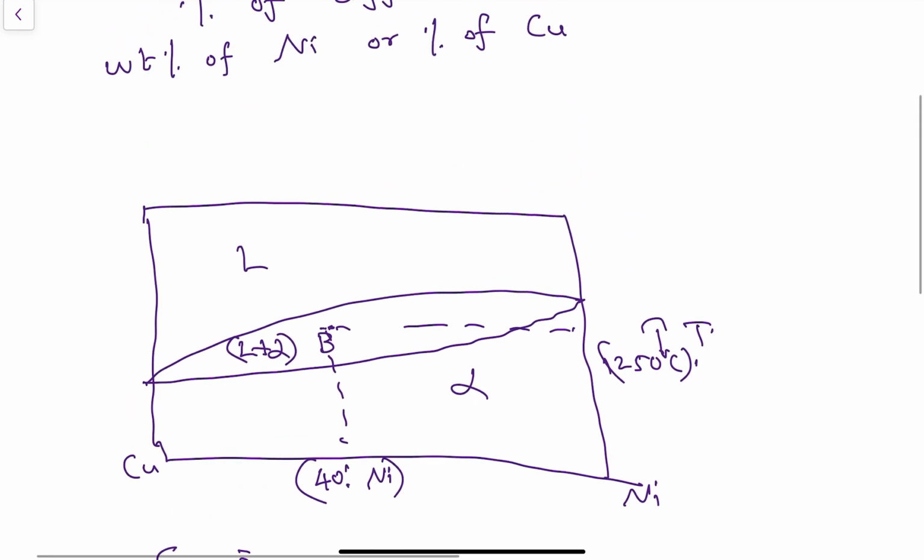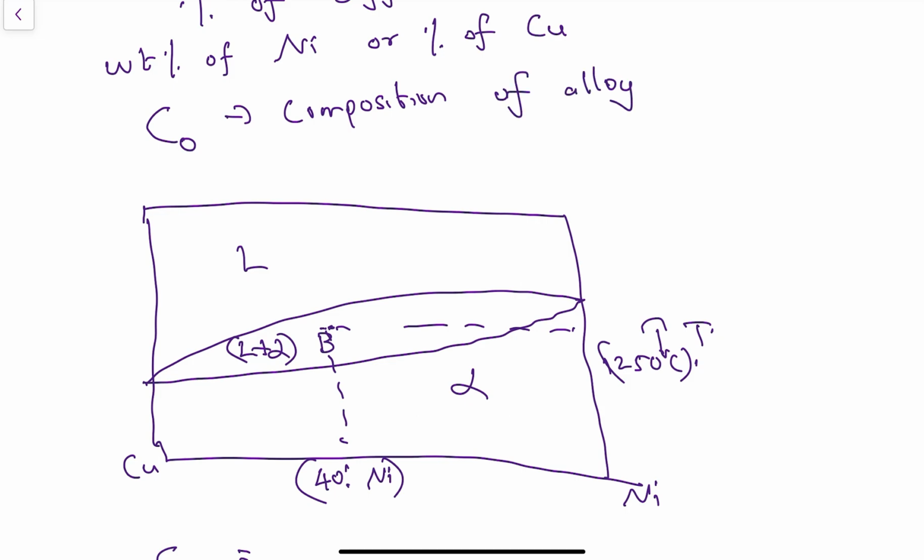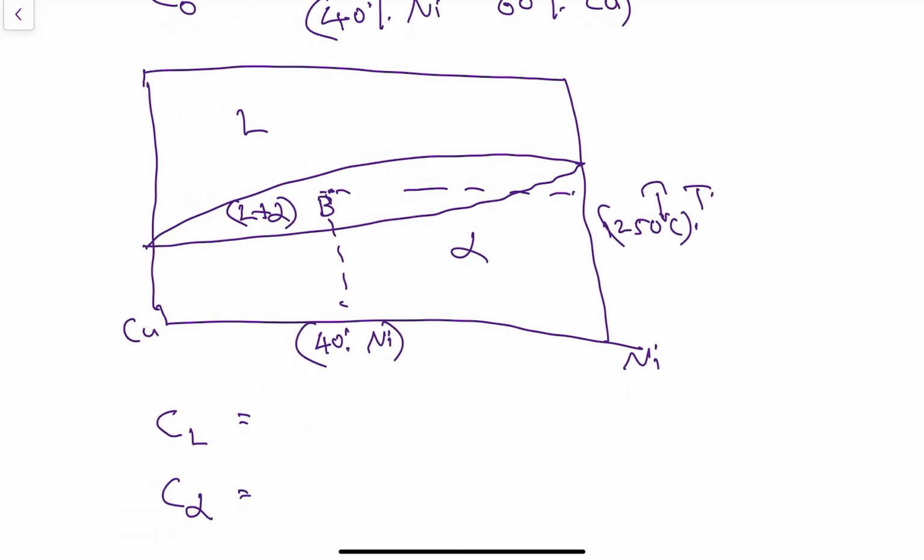First, let us define the composition of the alloy. This is the composition of the alloy, given as 40 percentage nickel and 60 percentage copper. That is the composition of the alloy here at the point B. But that alloy consists of liquid and alpha phase. We need to find the composition of the liquid phase and the alpha phase.